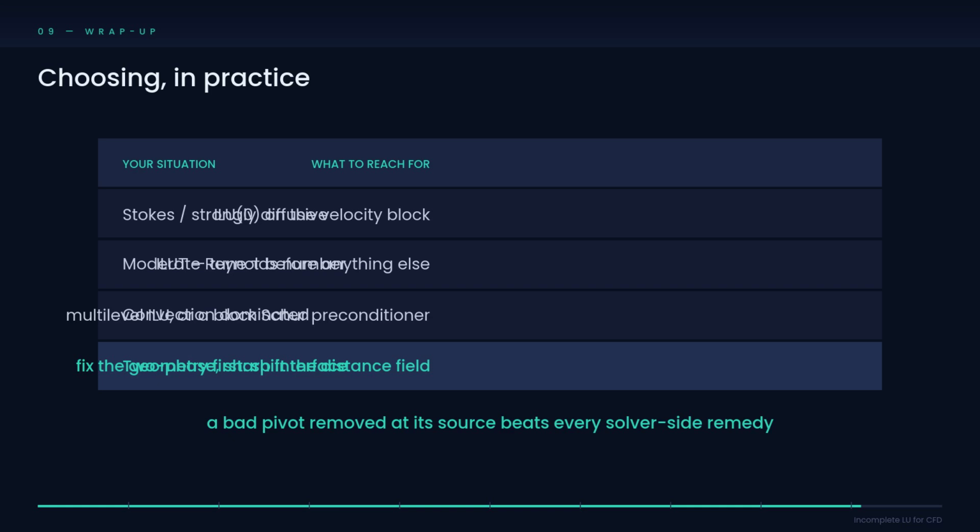So, practically, for Stokes flow or strongly diffusive problems, ILU0 on the velocity block is cheap and sufficient. For moderate Reynolds number, use ILUT and tune tau before anything else. When convection dominates, single-level methods start failing outright. Reach for multilevel ILU, or a block preconditioner that approximates the Schur complement using the pressure mass matrix. And for two-phase flow with a sharp interface, fix the geometry first. Shifting a distance field so the interface never sits on a node removes the bad pivots at their source, which beats every solver-side remedy.